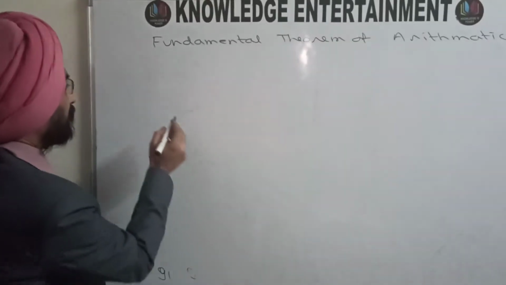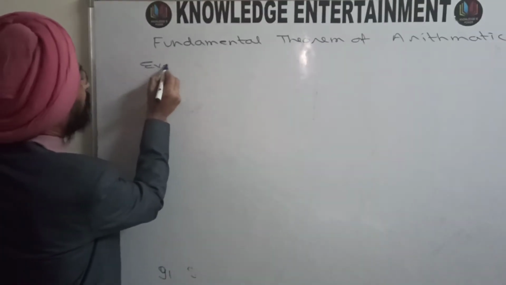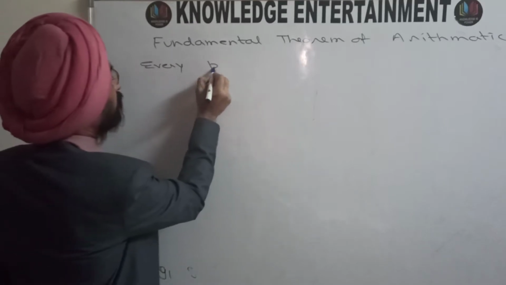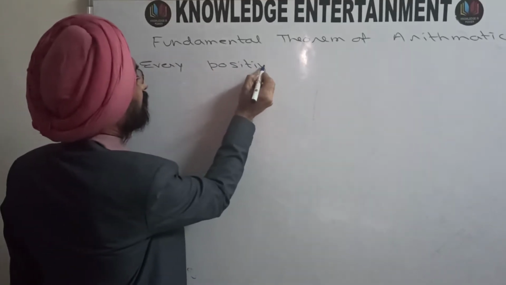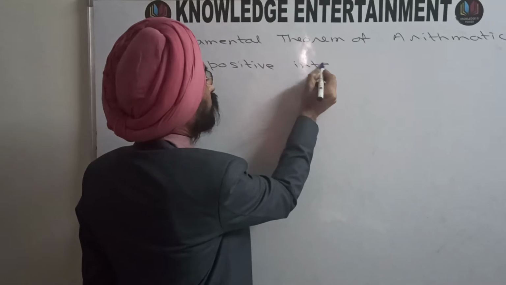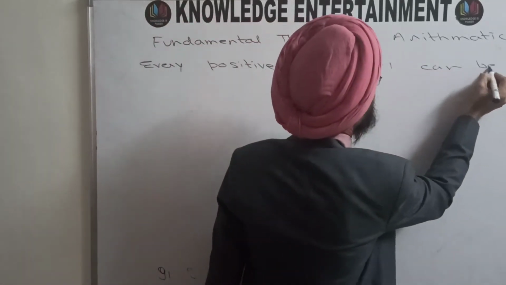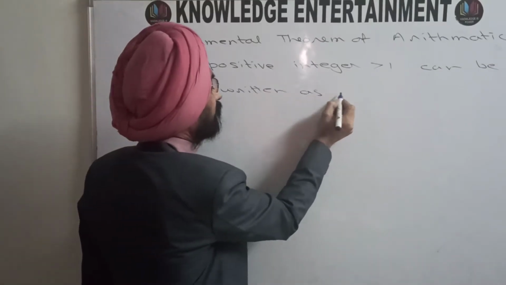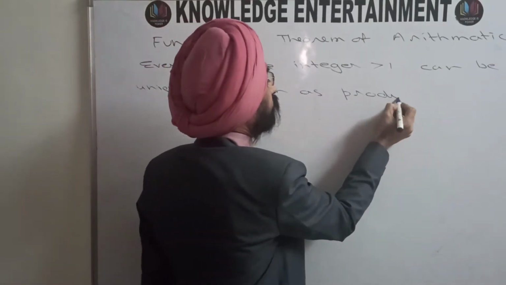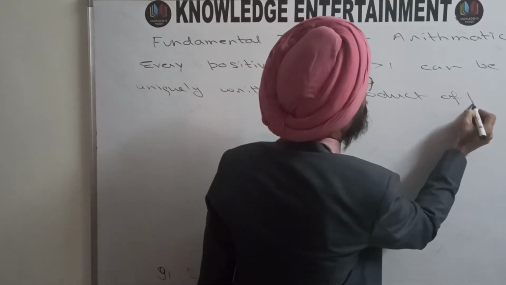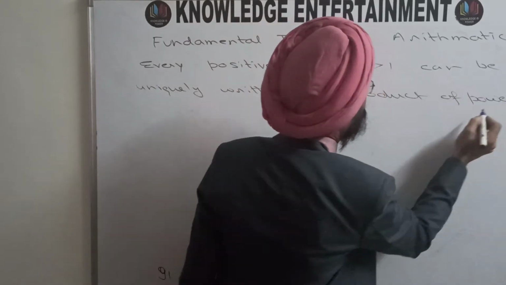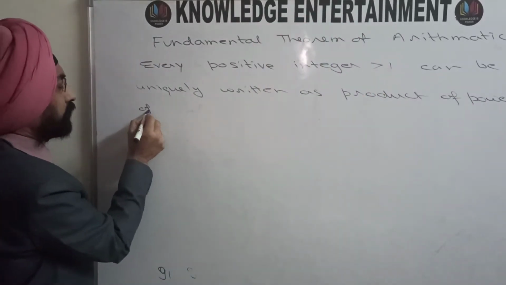So first write down the statement: every positive integer greater than 1 can be uniquely written as a product of powers of primes.